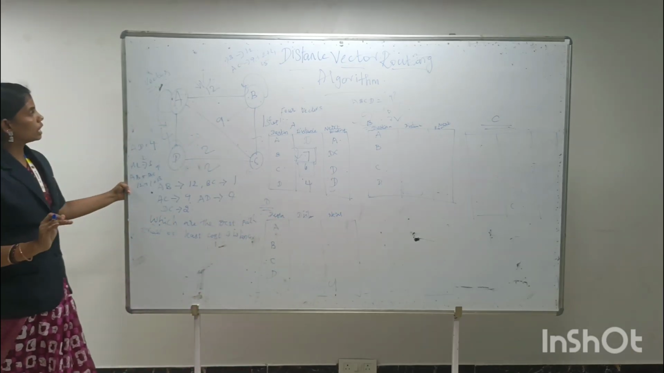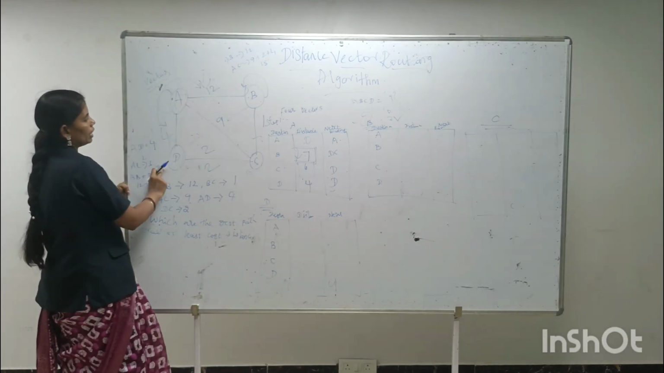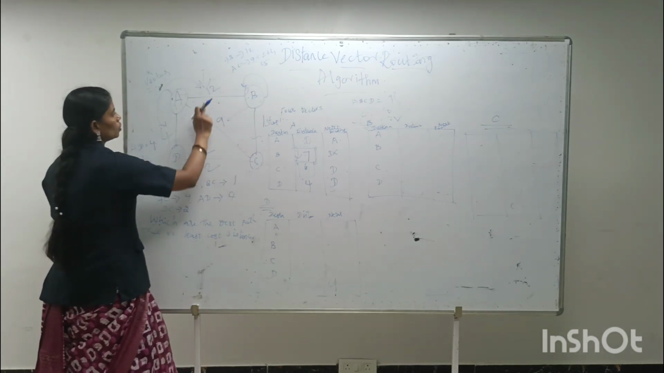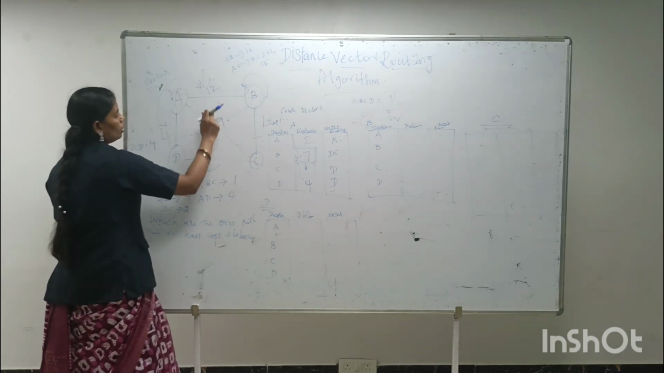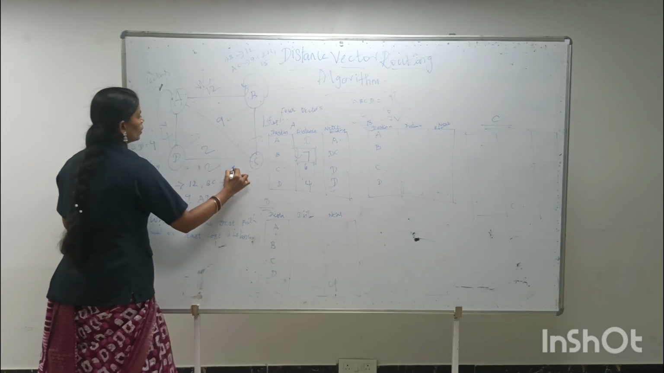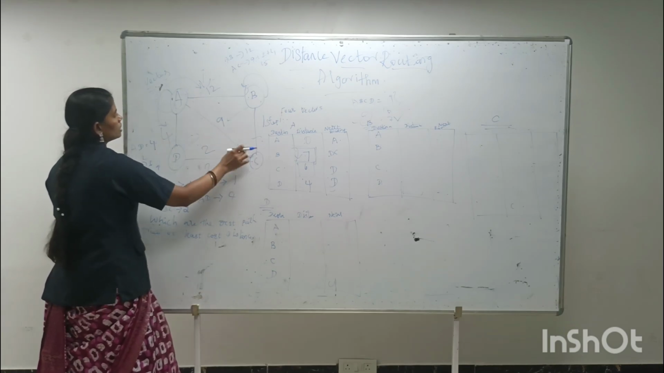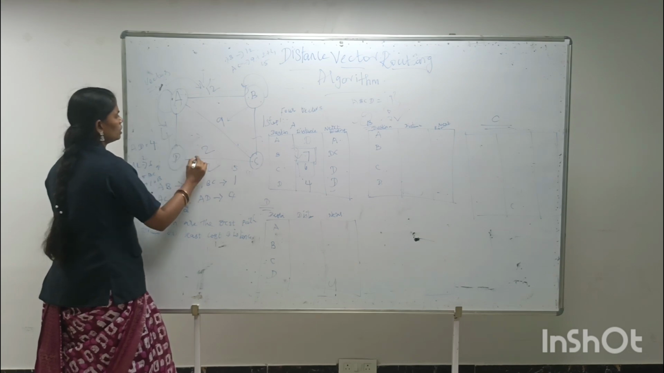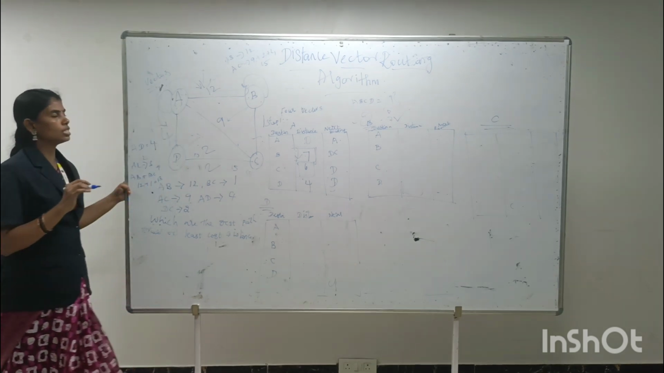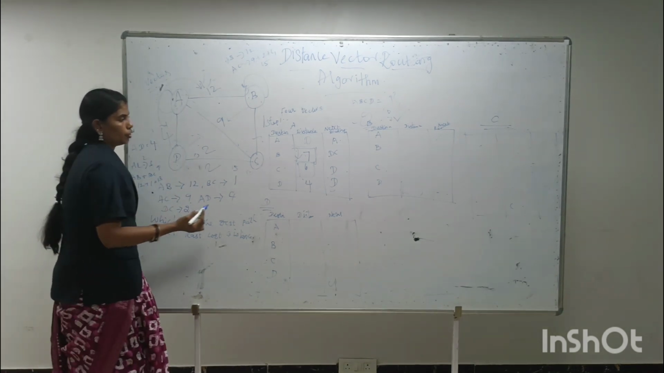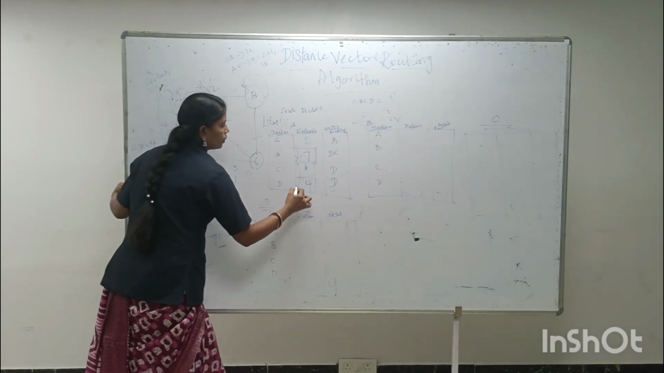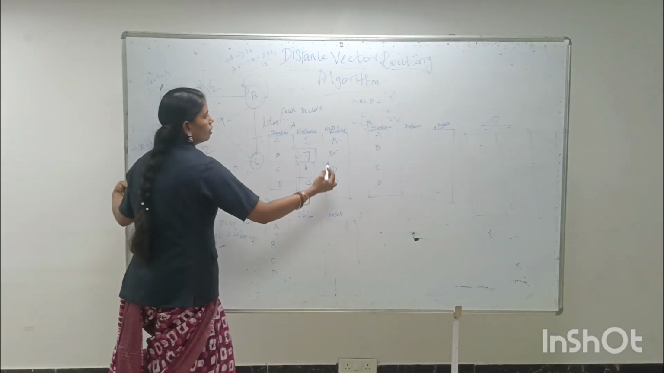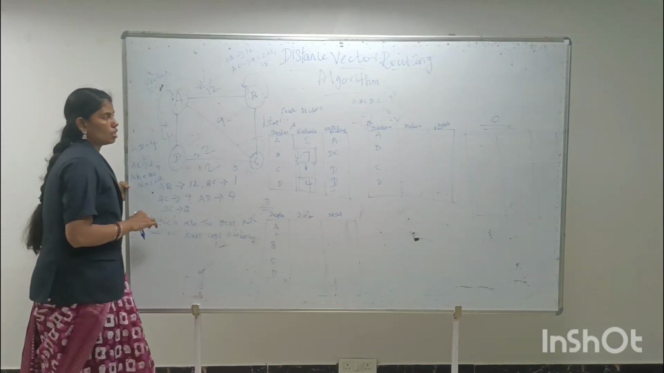So next one is D. A to D is 4. Otherwise A to B, B to C, C to D, so the values are 12, 14, 15. So the value is 15. And A, C, D, the values will be 9, 13, which is also 15. The shortest distance is A to D, which is 4, so here I have written 4. It is like this. We are going to write for the other three vectors also.